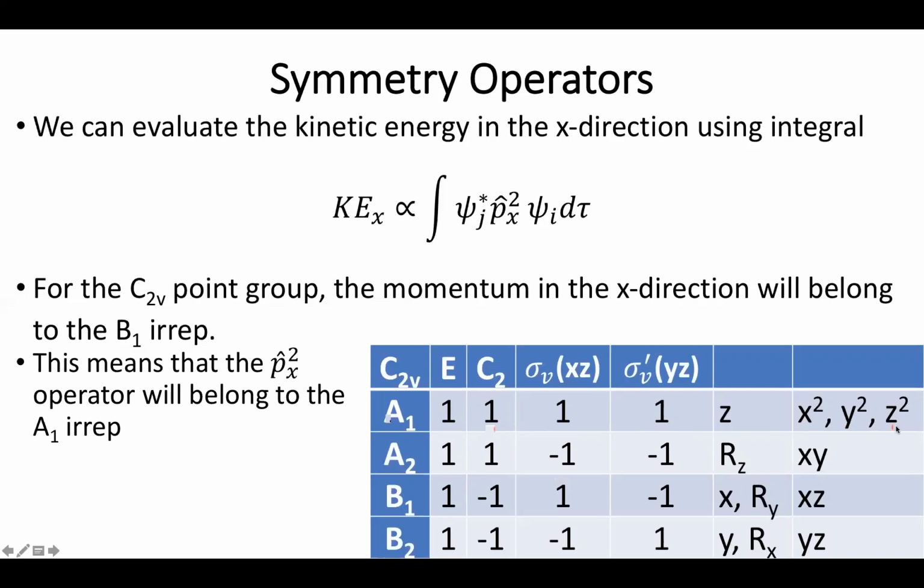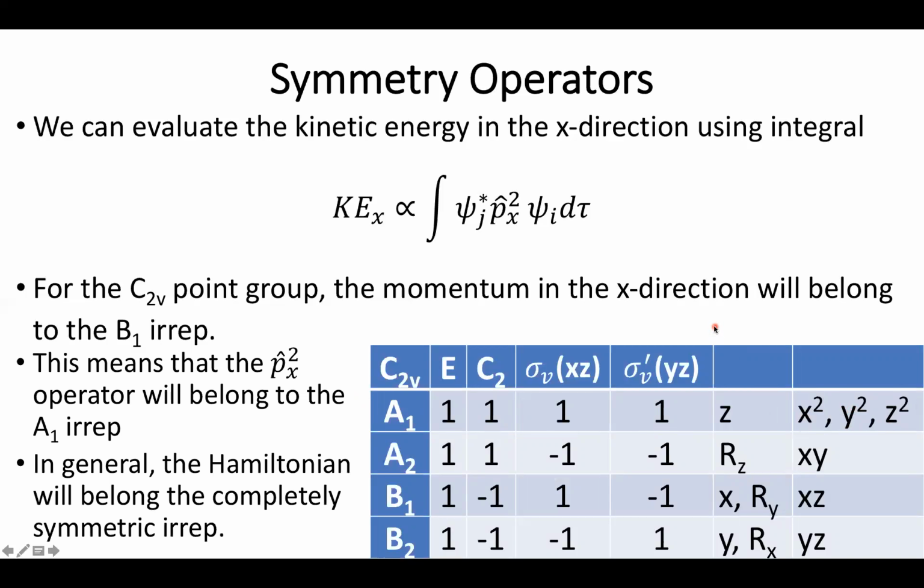And you can see this over here in the D column. If I'm taking the square of my x direction, y direction, or z direction, this will tend to give me my A1 irreducible representation, and it will always give me my completely symmetric irreducible representation. So what we note here is actually something that's very important. It's going to be the fact that our Hamiltonian will always belong to the completely symmetric irreducible representation.